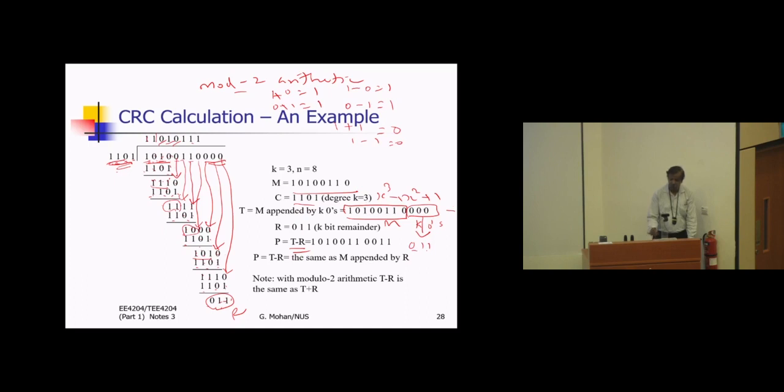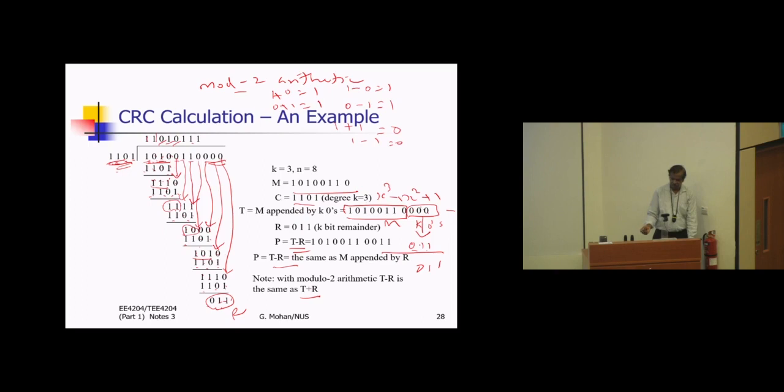Subtracting 0, 1, 1 from this, again it's modulo 2 arithmetic. 0 minus 1 is 1. 0 minus 1 is 1. 0 minus 1 is 0. So subtraction is the same as addition in modulo 2 arithmetic.